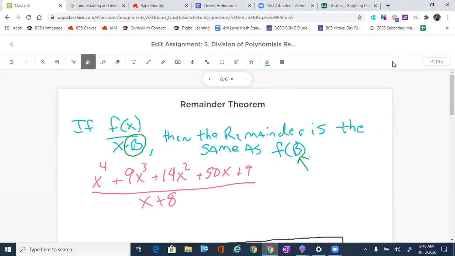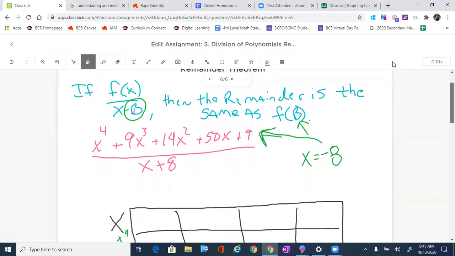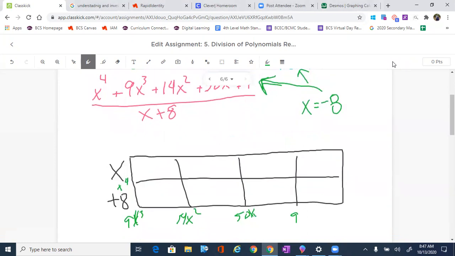So let's say I've got this big long polynomial right here, and I wanted to find the remainder if I was to divide by x plus 8. The remainder theorem just simply says take x equals -8 and plug it into that equation, and that'll give us the remainder. Let's go ahead and do the division and check it on Desmos to make sure we're doing this correct. So I went ahead and set up our area model, and it's already ready for division.